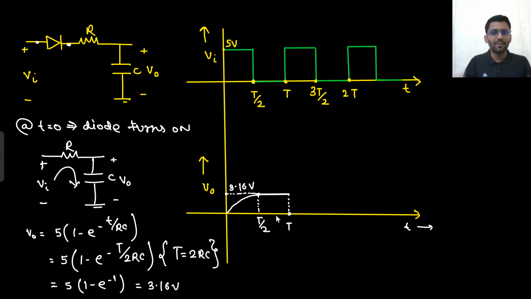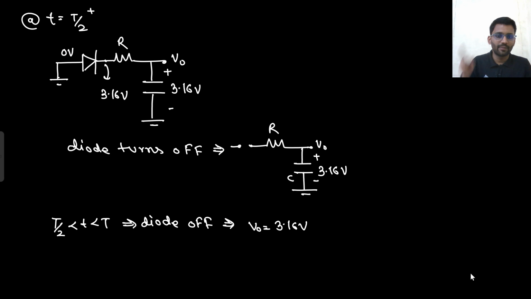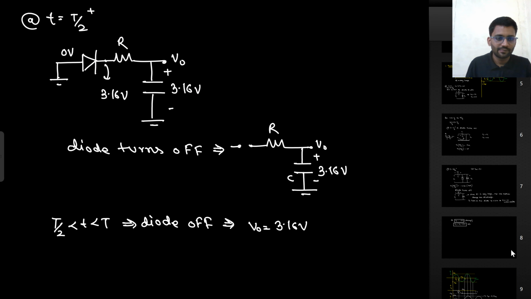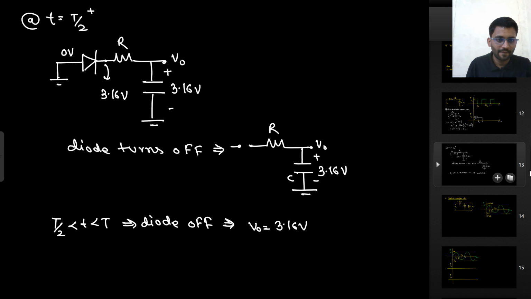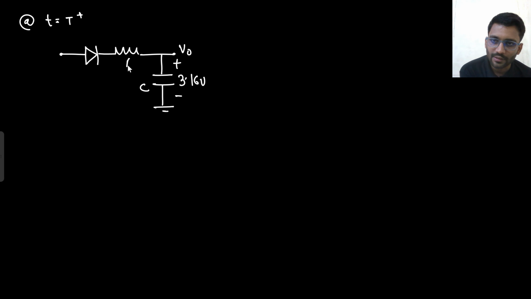Now what is happening? Again the input is coming back. Here the input was gone, but now again the input is coming back. At t equals t plus, what is happening? The input is coming back. This is the diode. There is this resistor. This is the capacitor. This capacitor is charged to 3.16 volt. This is V naught. This is resistance R and this is 5 volt.